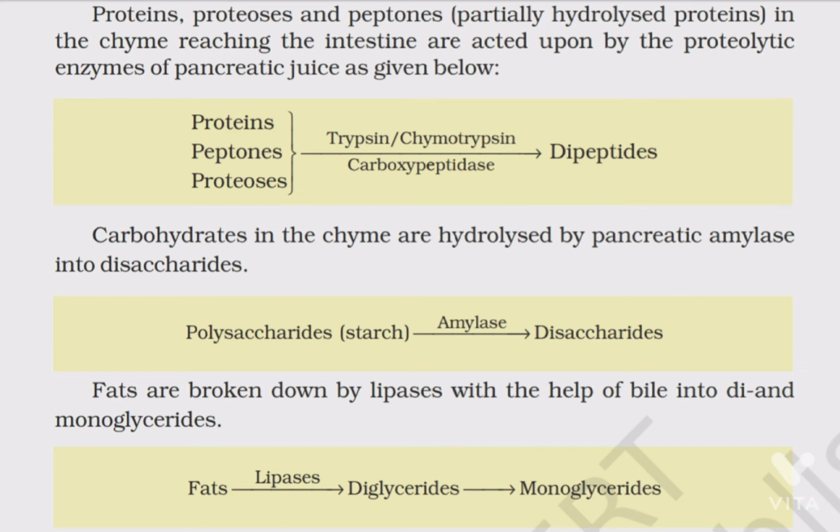Carbohydrates in the chyme are hydrolyzed by pancreatic amylase into disaccharide. Polysaccharide starch is converted into disaccharide by the action of amylase. Fats are broken down by lipases with the help of bile into di and monoglycerides. Fat is converted into diglyceride with the help of lipases and is further converted into monoglyceride.